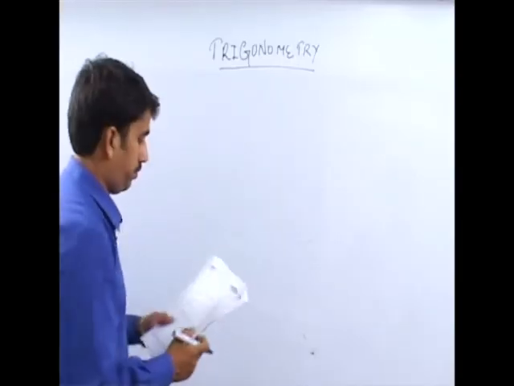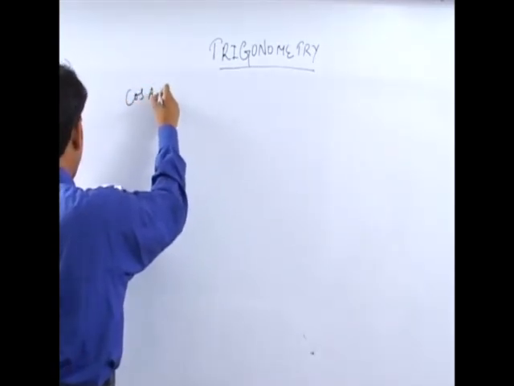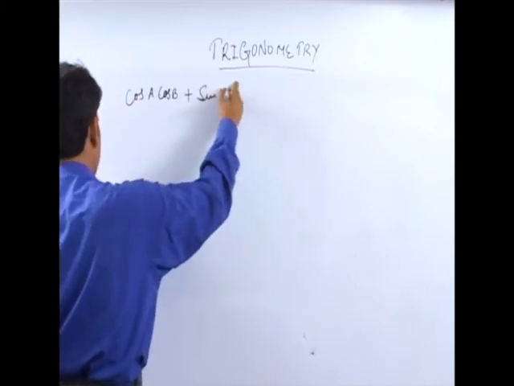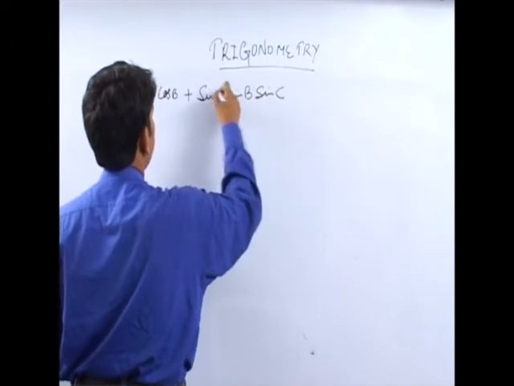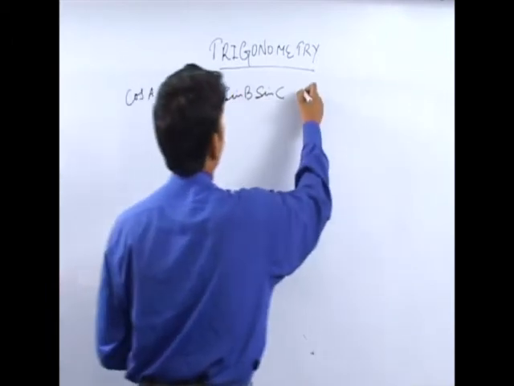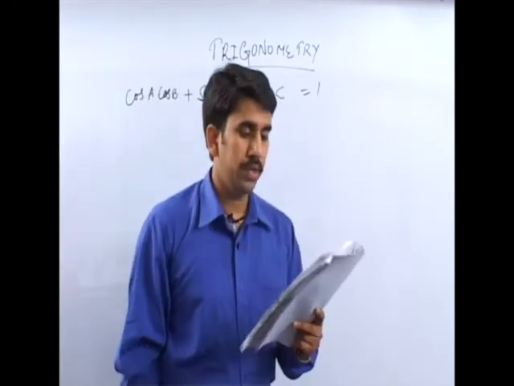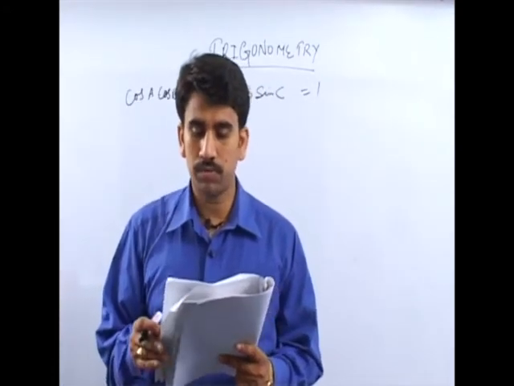Next question is, in triangle ABC, cos A cos B plus sin A sin B sin C is equal to 1. You have to tell whether this triangle will be equilateral, right angle isosceles, obtuse angle isosceles, or none of these.